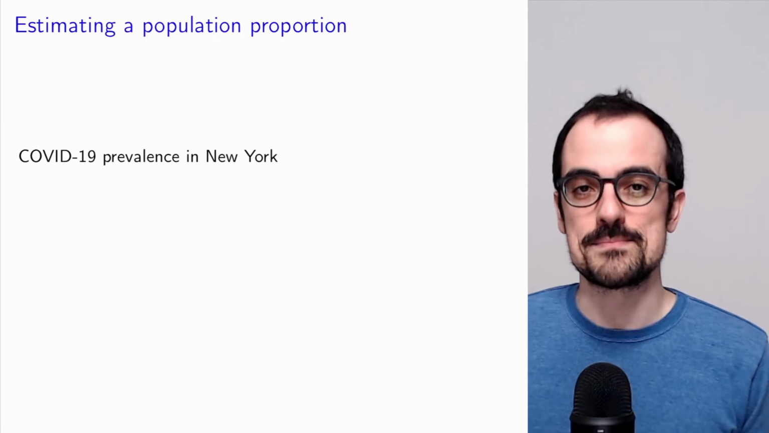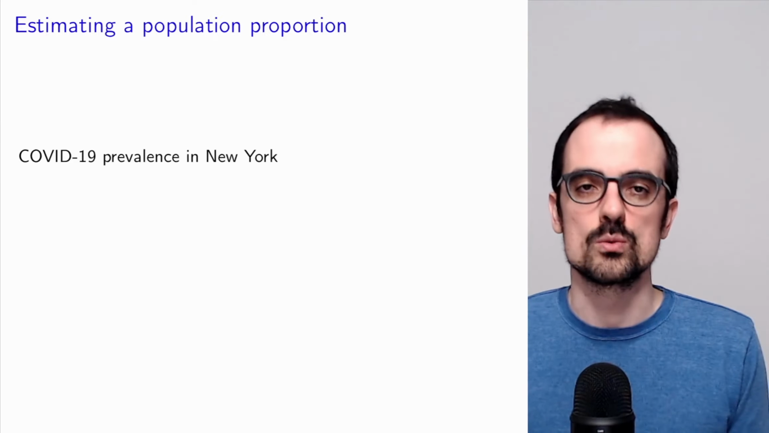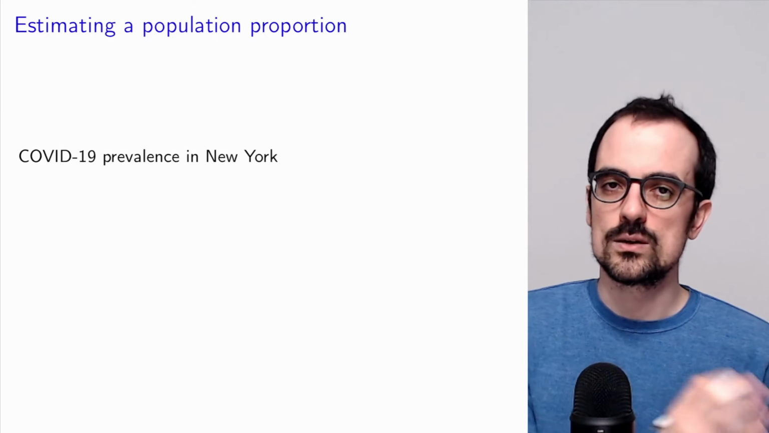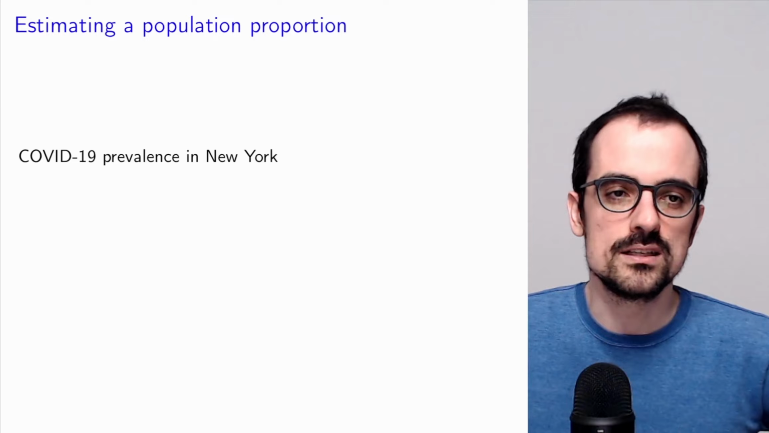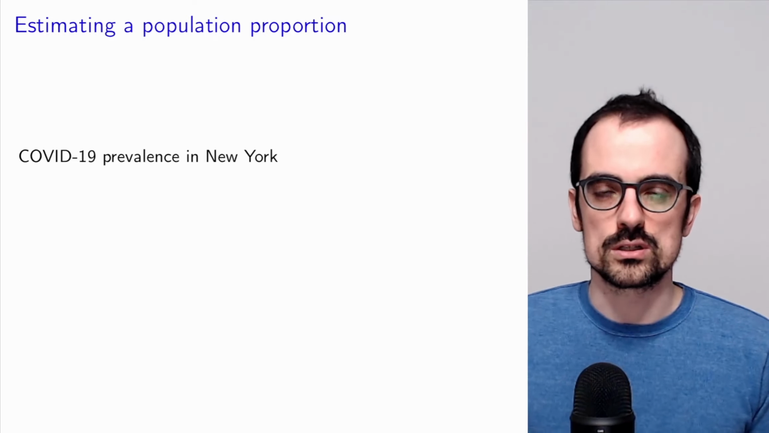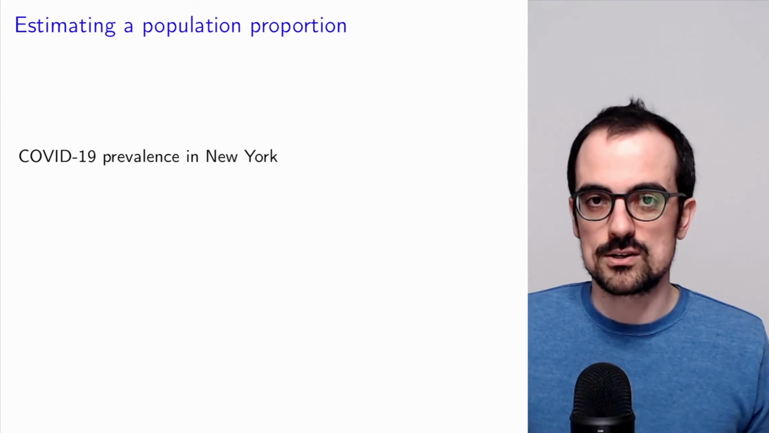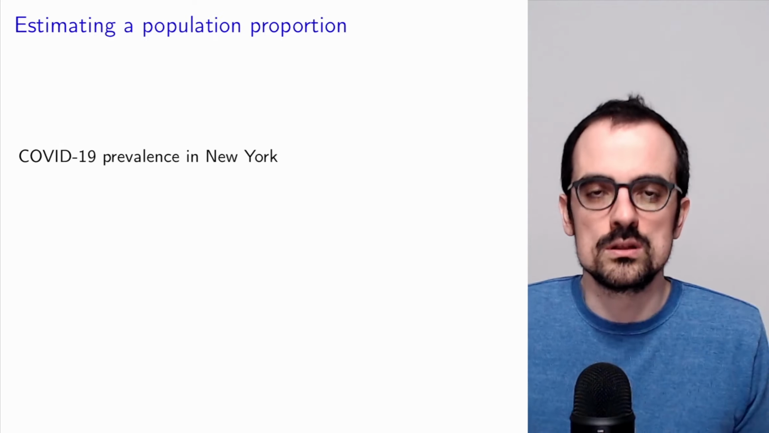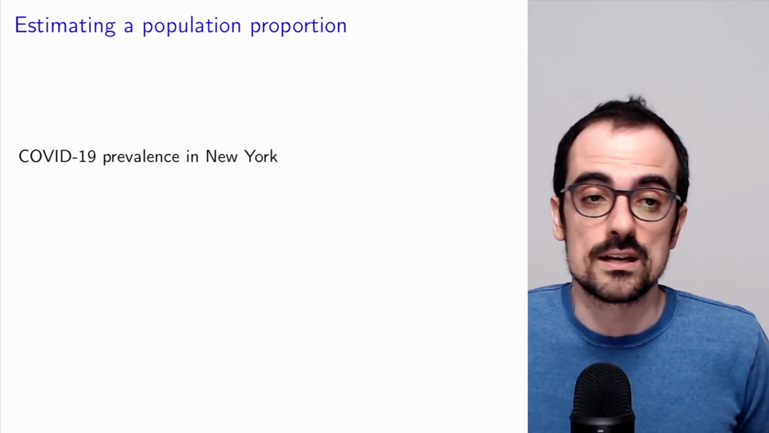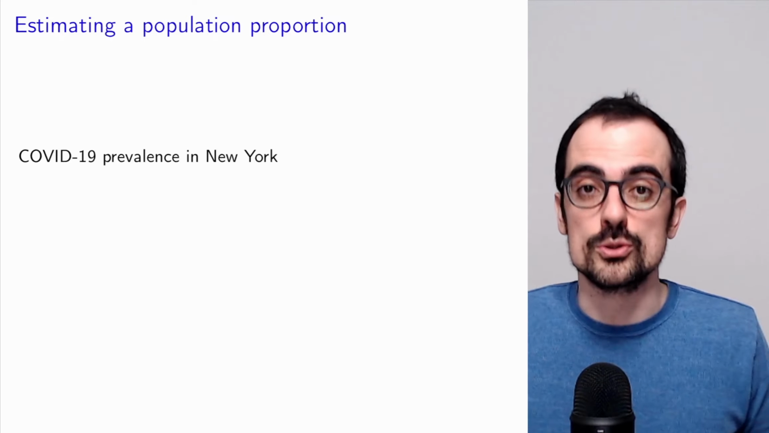So before we go on to the mathematical formulation of random sampling, let's talk about another example where we want to apply random sampling, which is estimating a population proportion. So imagine that we're in the midst of the COVID-19 pandemic, and we want to estimate the prevalence in New York. In principle, we could go and test everyone and compute how many people have COVID-19 out of the total population of New York. But of course, that would have been impossible because there weren't enough tests in the middle of the pandemic, or at least at the beginning. So what do you do?